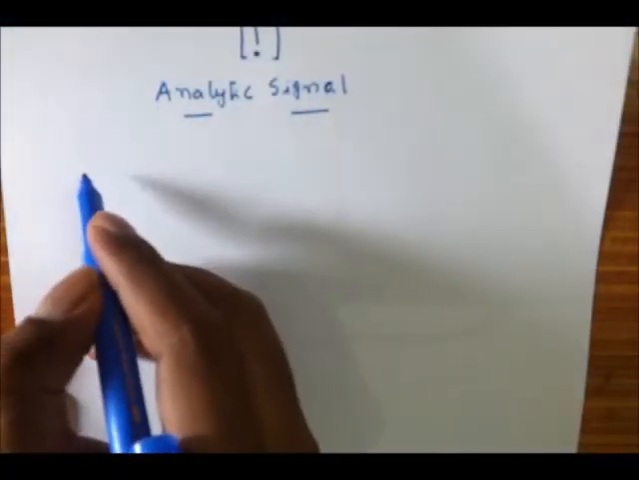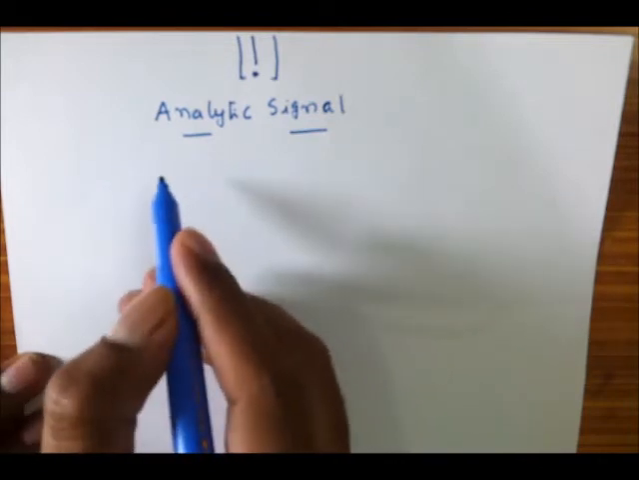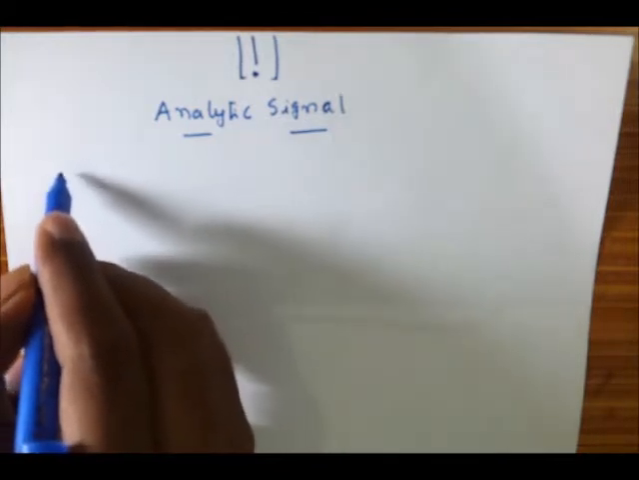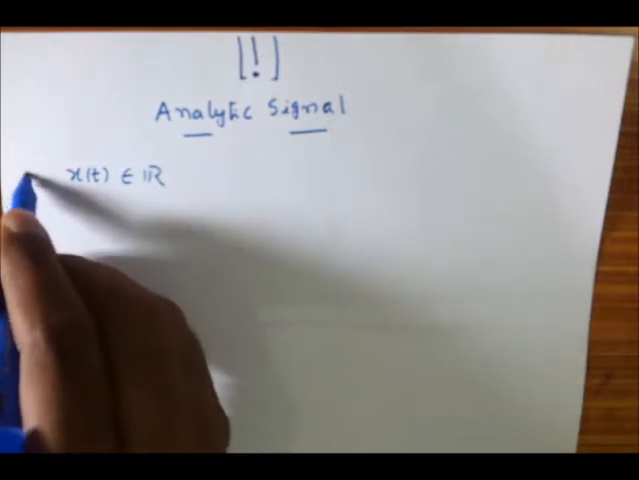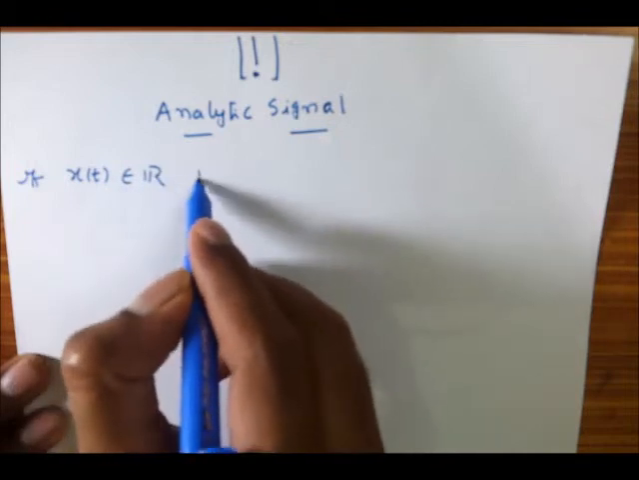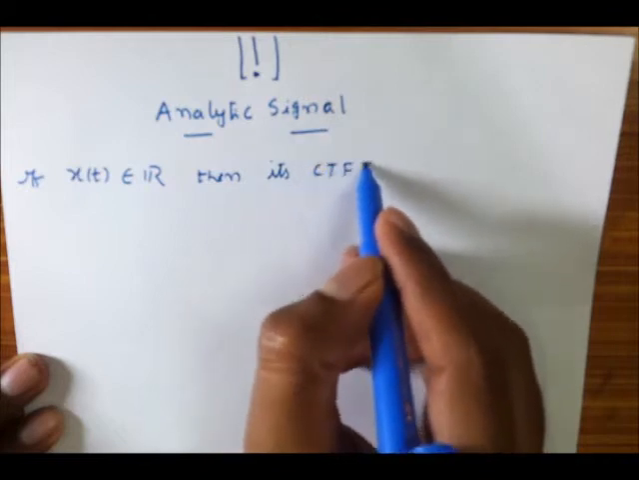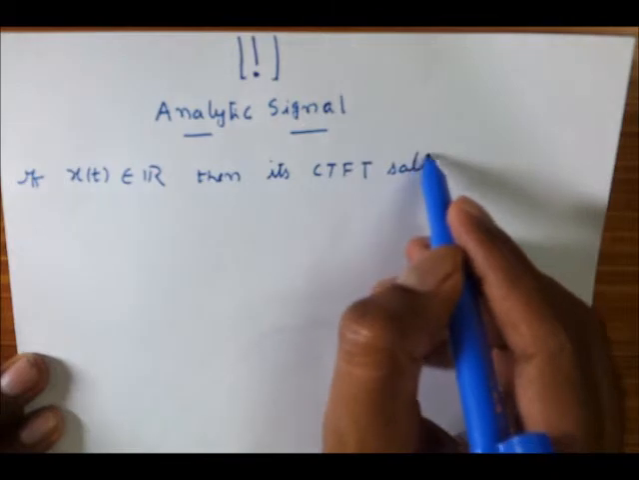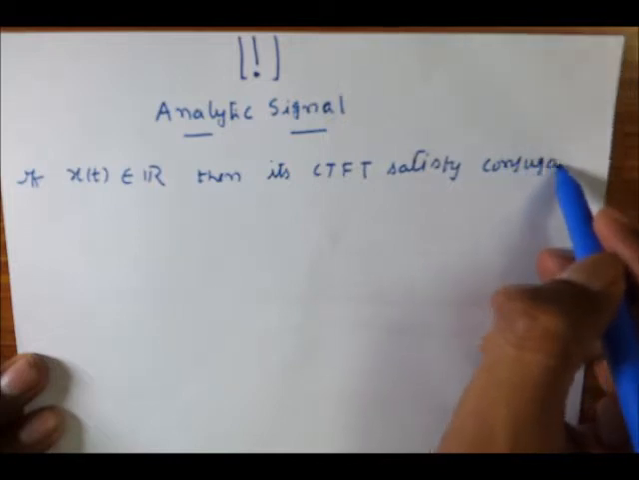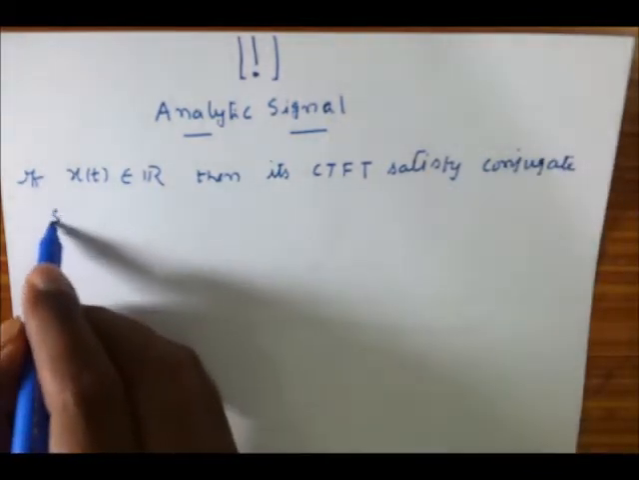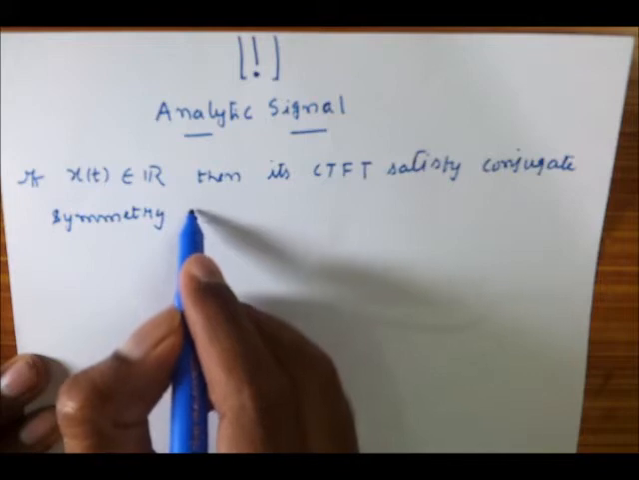Okay, so before we talk about the Hilbert transform of a signal, first we talk about what is called the analytical signal. If you take a signal x of t, which is a real signal, then its Fourier transform will satisfy what is called the conjugate symmetry property.